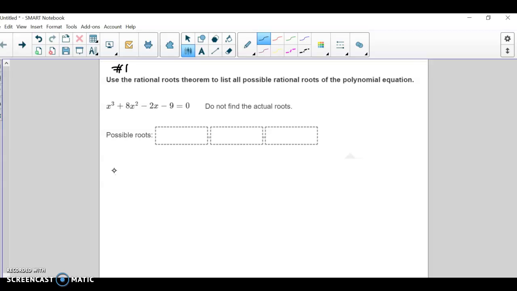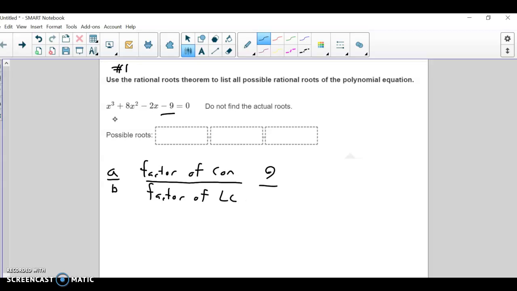So what the rational root theorem says is if you have a rational answer a over b, the top number must be a factor of the constant, and the bottom number must be a factor of the leading coefficient. So for this particular polynomial, the constant here is 9, or technically negative 9.